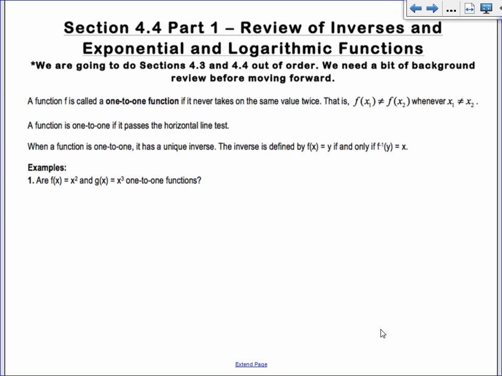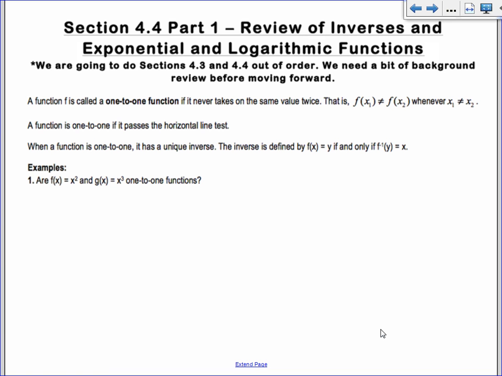Hello. Section 4.4, I broke into a couple parts. Part 1 is a review of inverses, like how to find an inverse, and exponential and log functions. You've done this in Algebra 2, but as we've seen, sometimes you guys forget things. So we're going to do a little review, a little refresher.